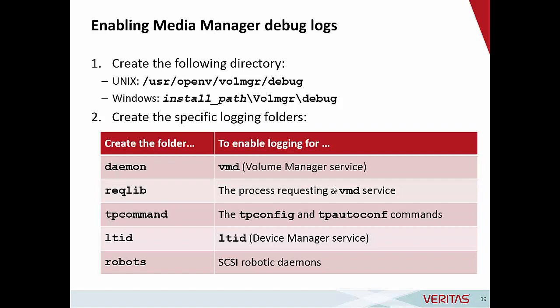I'm going to create the debug directory, which does not exist by default. I have to create it underneath the Vol Manager directory. You can see the path for Unix and Windows platforms on the slide. Then from that debug directory, I create a subdirectory for the process or processes I want to log. And you'll notice that unlike the other legacy logs, the name of the directory I'm creating does not always exactly match the process or processes being logged, so be careful to follow the handy chart they gave you here.